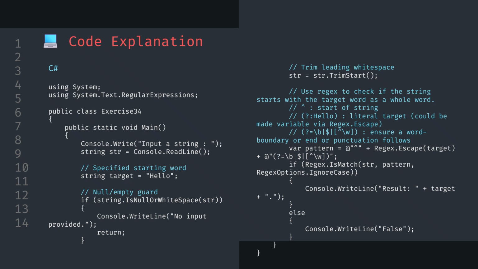This version uses a short regex so we correctly match the word hello at the beginning. Regex escape avoids surprise if you change the target to a word that includes special regex characters. The look ahead ensures the next character is a word boundary at the end of the string, or a punctuation. So hello or hello still match. We also use string.Trim to ignore accidental leading spaces.